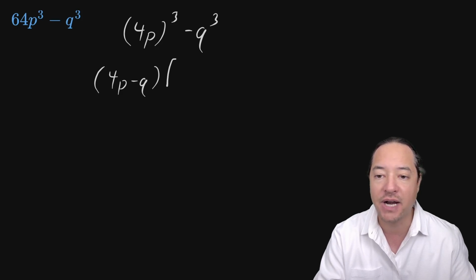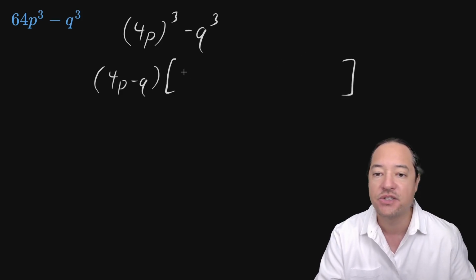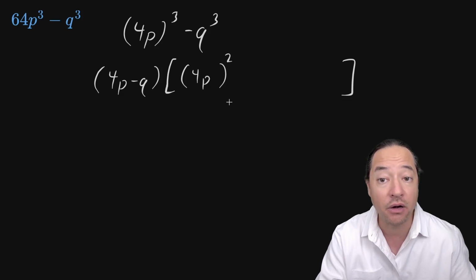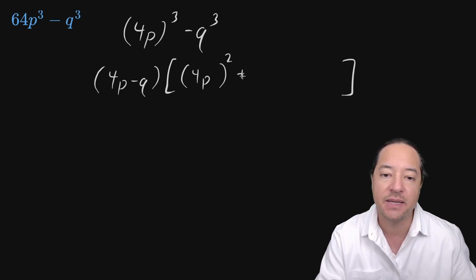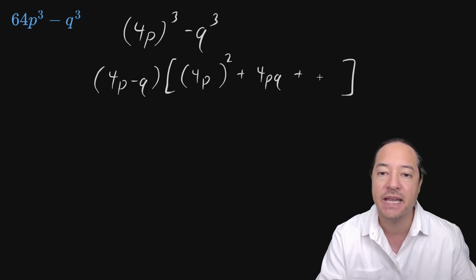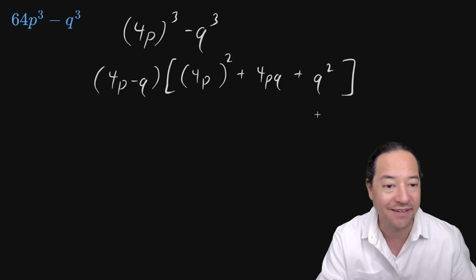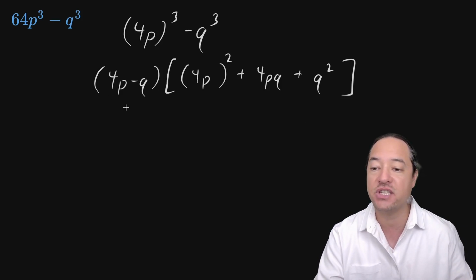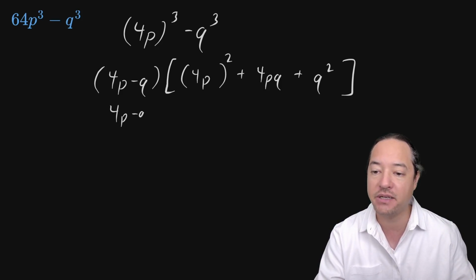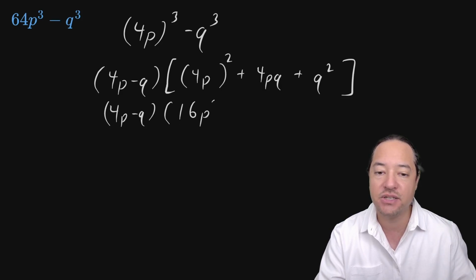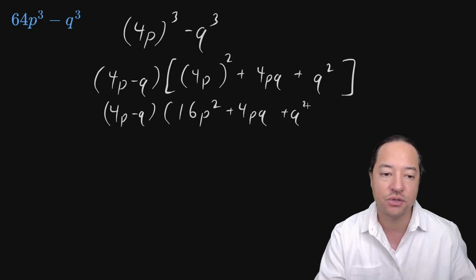And let me use brackets for this. So this quadratic expression is going to give us a 4p squared. And then we're going to have a plus 4pq, and then here we'll have a plus a q squared. Okay, this should be what we get here, and I'll simplify this out. We'll get a 4p minus q, and then in here this becomes a 16p squared plus 4pq plus q squared.